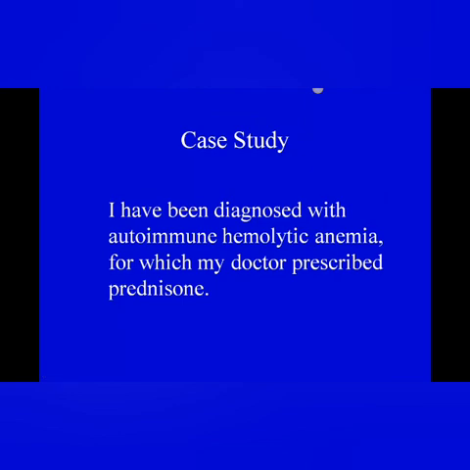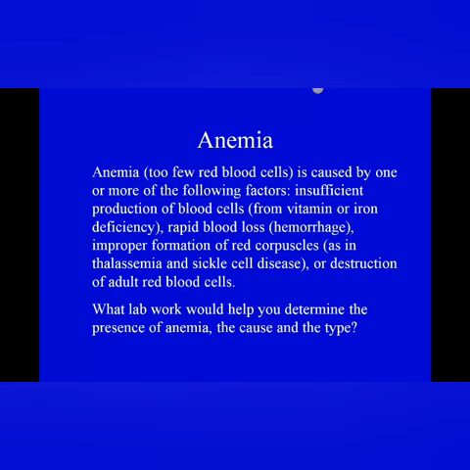This person's been diagnosed with an autoimmune hemolytic anemia. So their body is recognizing their own blood as abnormal. The doctors put them on an anti-inflammatory medication, a prescription one called prednisone. It's a steroid drug. And the tests they would do, here we go with anemia.